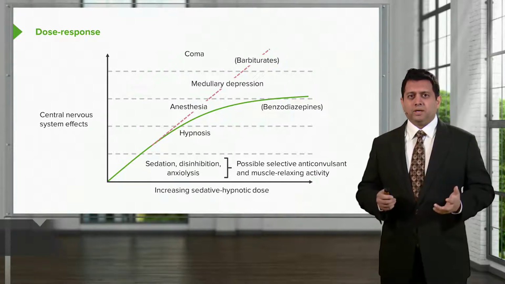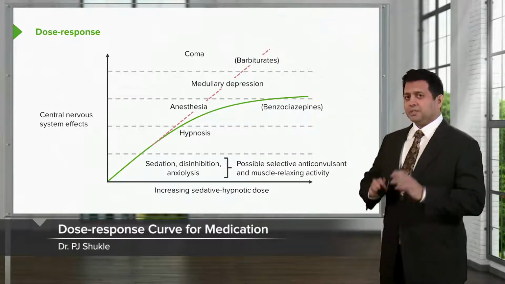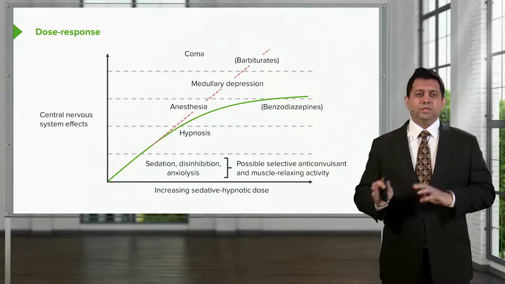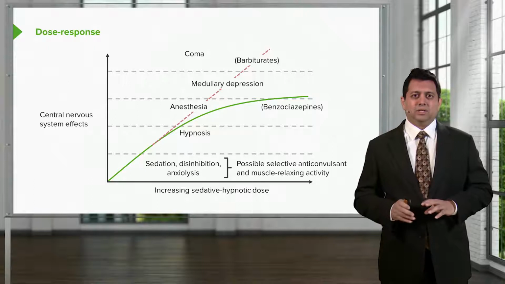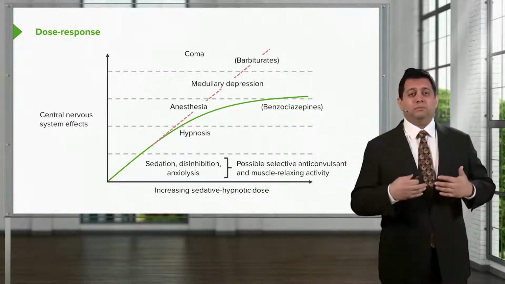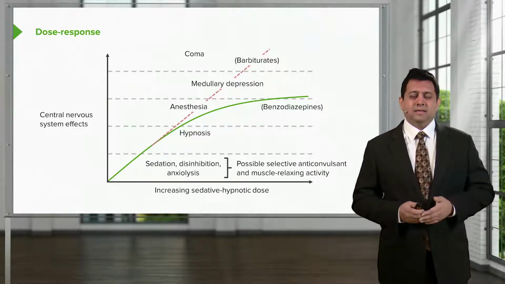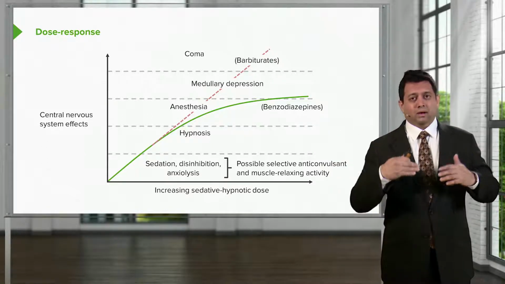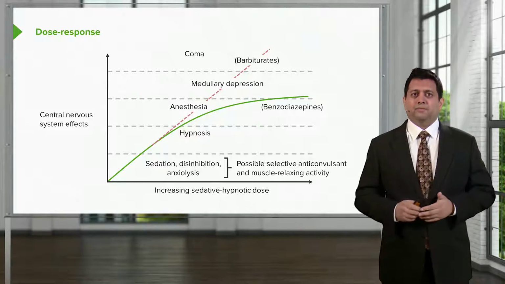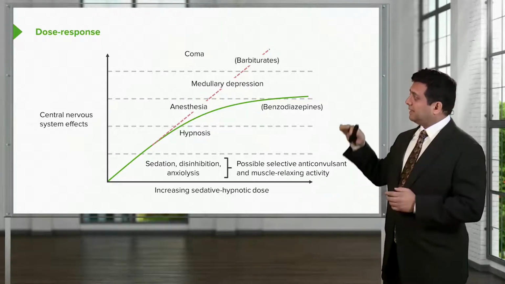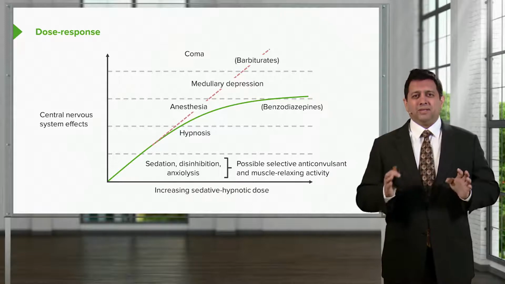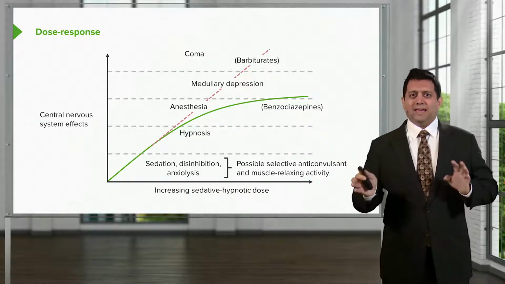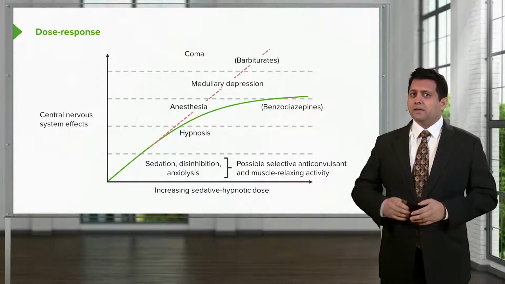Here's a dose-response curve for all of the medications in one graph. When you look at this graph, you can see that at low dose, we just talk about sedation, disinhibition, and anxiolysis, which is the removal of the feeling of anxiety. At higher doses, we start to see hypnosis, where we see a loss of consciousness and reduction of awareness. Once we get into the anesthesia range, the benzodiazepines are used less and less. You can see that they sort of peak out at the anesthesia hypnosis range.